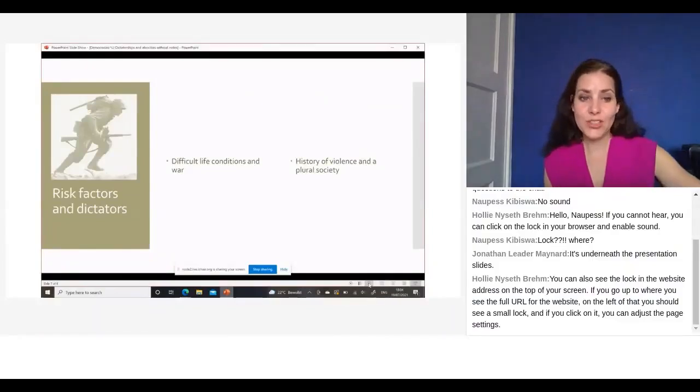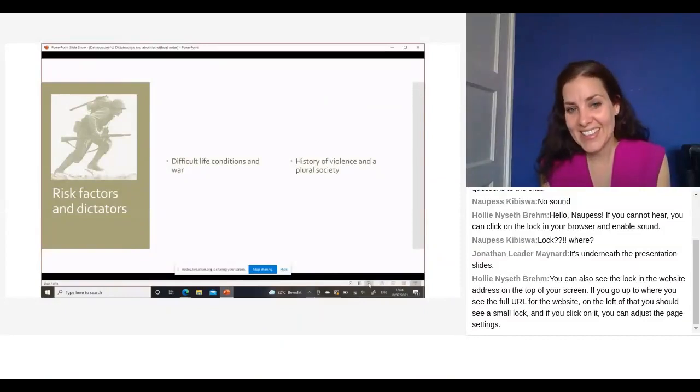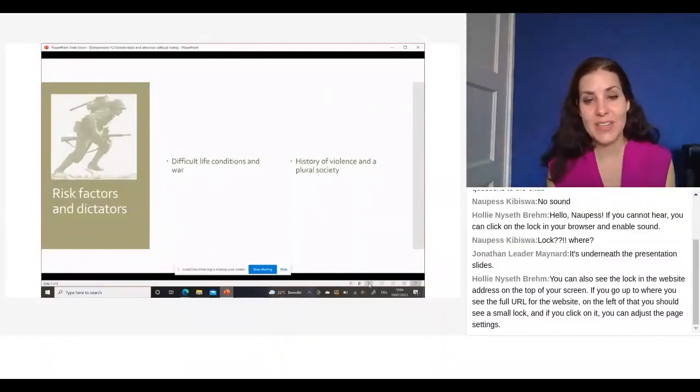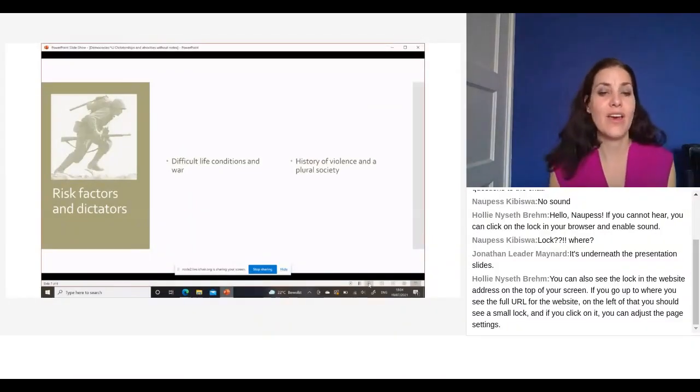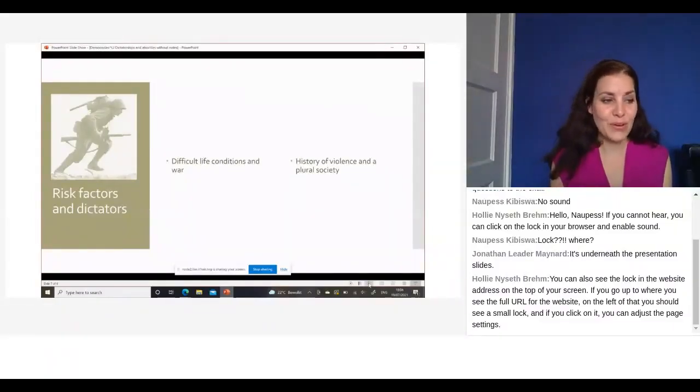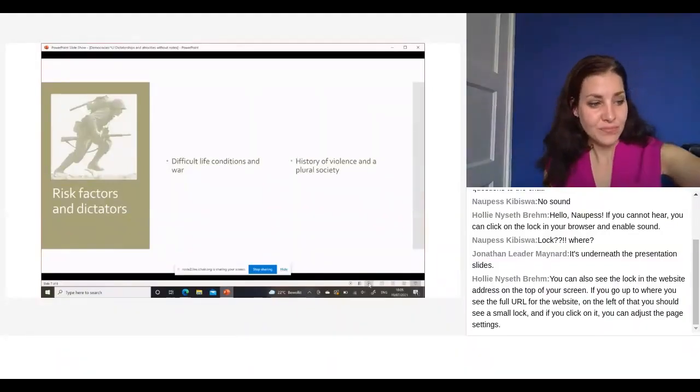So in doing so, I look at two particular risk factors that have previously also been analyzed separately. Difficult life conditions and war I take together in scholarship. They've often also been disentangled, as well as a history of violence and a plural society. The reason why I think it's important to combine difficult life conditions and war is because, of course, one can emerge from the other. War very often amounts to difficult life conditions.